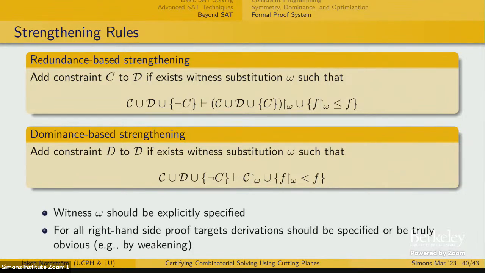In order to make this into a proof system, it's important that the witness should be explicitly written down. And also, this is a derivation symbol. So there will be a sub-derivation for each of these constraints. Or if the derivation is obvious enough, then sometimes you can just ask the proof checker to fill in the details. This will be important in practice. It's not important for the theoretical analysis of the proof.